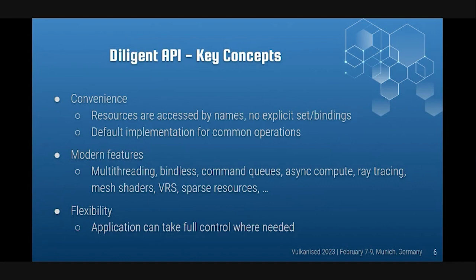One thing about Diligent is that we wanted to support all the modern features, like multi-threading, bindless resources, multiple command queues, ray tracing, mesh shaders, variable rate shading, sparse resources. Diligent provides all these features, but through an API that is much easier to use than Vulkan.